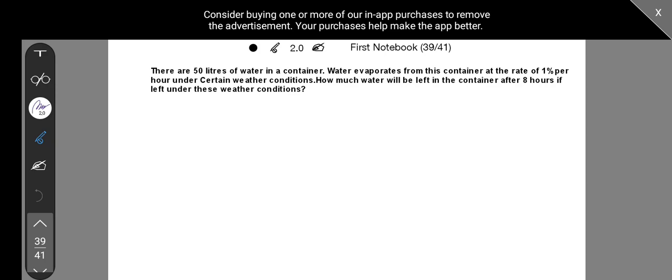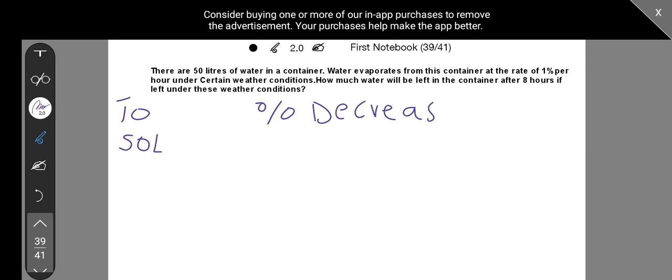Okay, so let's work here. We have a container initially at T0, which has 50 liters. So it's going to decrease. When water evaporates, it means it is decreasing, and we are dealing with a percentage decrease. That's the first thing that you must note there. So what is a percentage decrease?